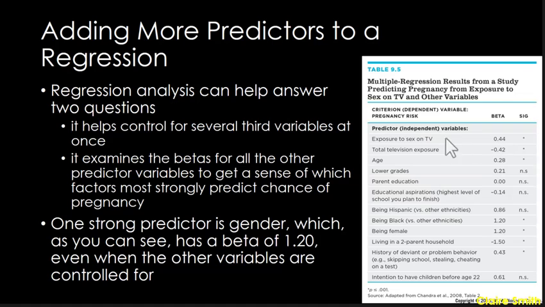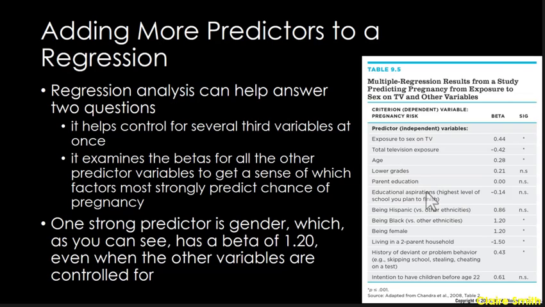So for a fact, exposure to sex on TV has a positive correlation with pregnancy risk, even if you're taking into account total television exposure, age, low grades, parent education, educational aspirations, being Hispanic, being Black, being female. All of these other things are taken into account, and exposure to sex on TV is still correlated with pregnancy. So you can see how a multivariate study would be better than just bivariate, because you're taking control of all these other potential third variables that could harm the internal validity of the study.